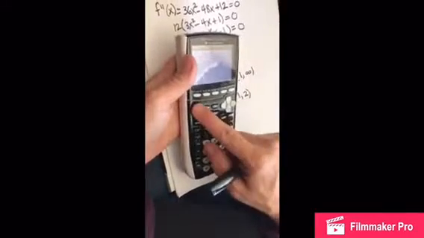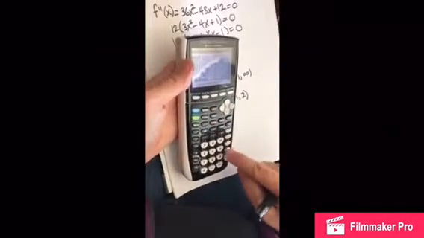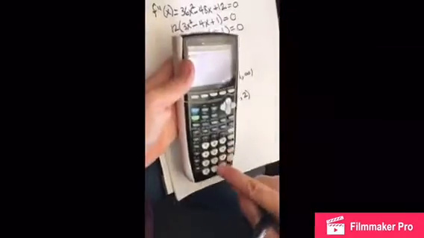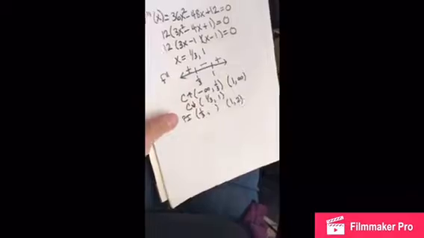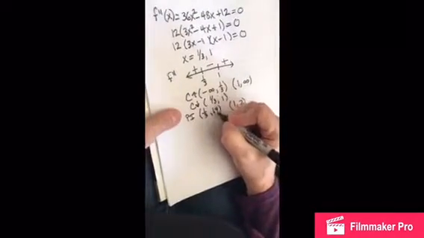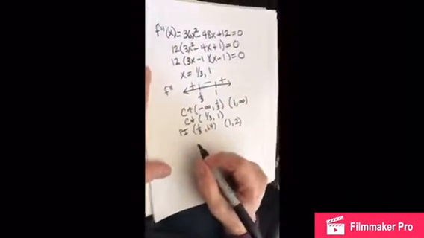Okay, so now I can go to the table and plug in the 1/3, which is already in there. It's about 1.4. So those are my points of inflection.